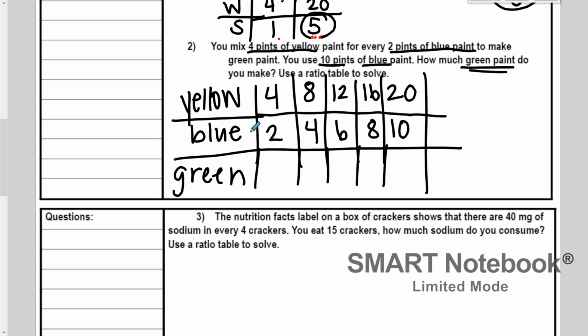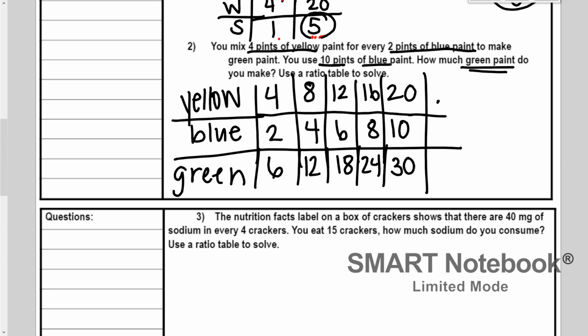Okay, it doesn't matter the color. We would have 6 pints because we'd be putting the 4 with the 2. We'd be adding those 2 together. So we can go through and we can add up those columns to see how many pints of green. So 8 plus 4 would give us 12. 12 plus 6 would give us 18. 16 plus 8 would get us 24. And lastly, 20 plus 10 would give us 30.